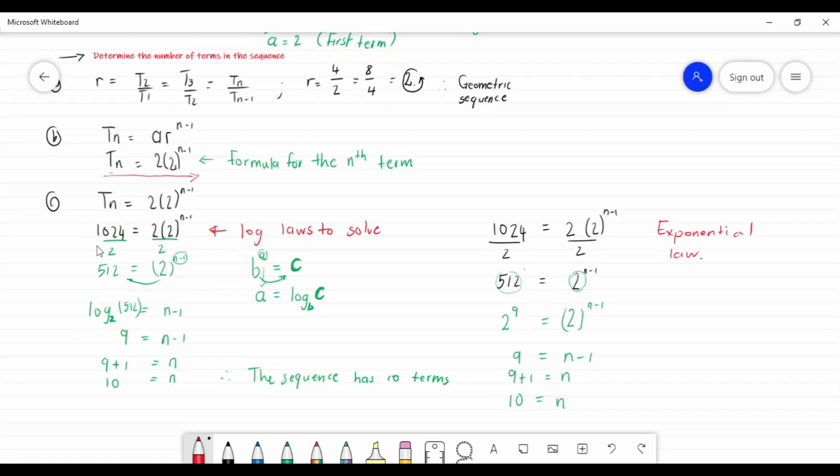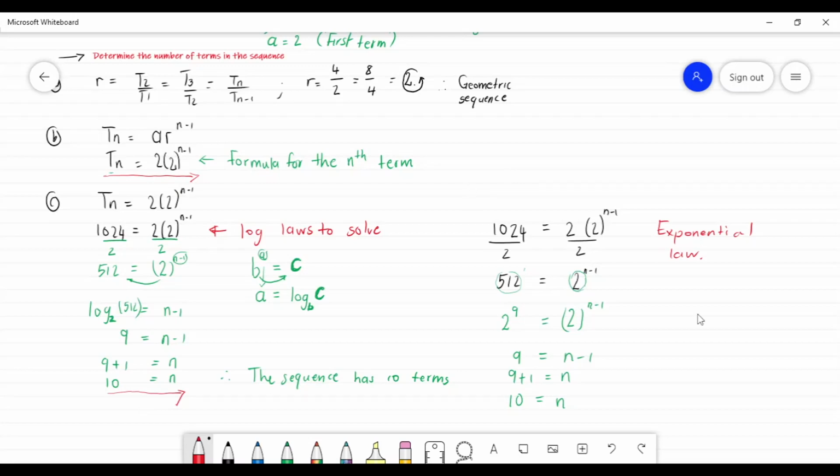Using your log laws, because we first had to divide by 2, you had 512, which is equal to 2 to the power of n minus 1. You simply bring the n down, right? And because the 512 is already big on the left hand side, it stays big. Therefore the base is going to be 2, so you've got log base 2 of 512, which is equal to n minus 1, and therefore your n was equal to 10, right? Meaning that this sequence has 10 terms, meaning that 1024 is the 10th term in our sequence.